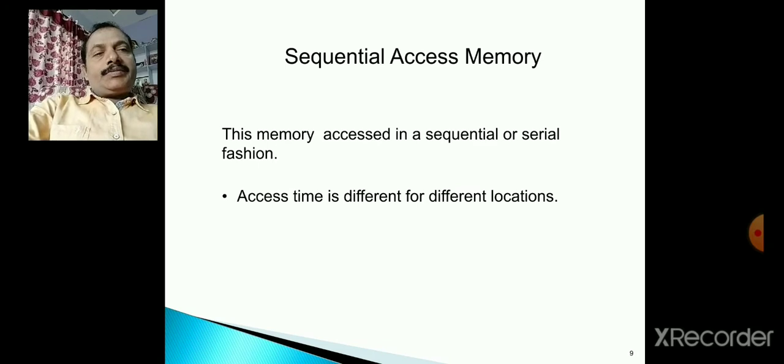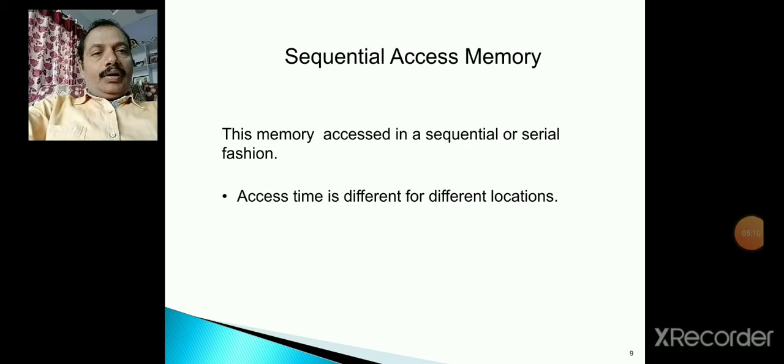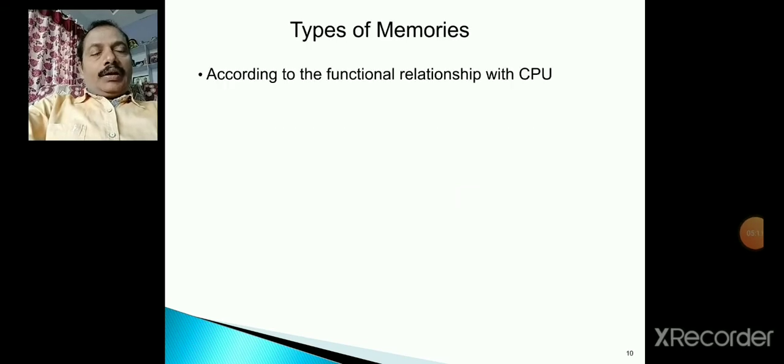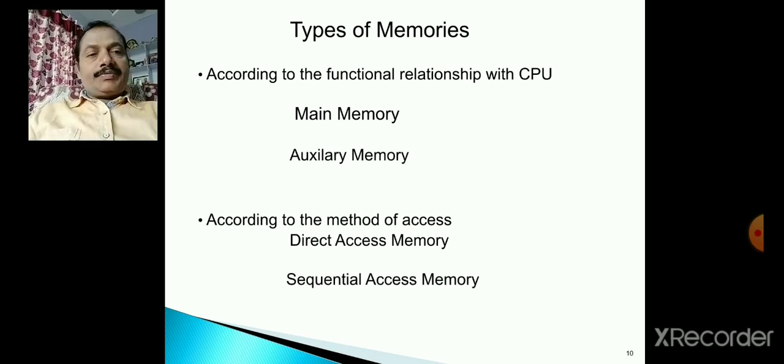So the sequential access memory is memory accessed in a sequential or serial fashion, and the access time is different for different locations. Now, according to the functional relationship with the CPU, that means how it is accessed by the CPU, memory can be classified as main memory and auxiliary memory. According to the method of access, direct access memory and sequential access memory are there.